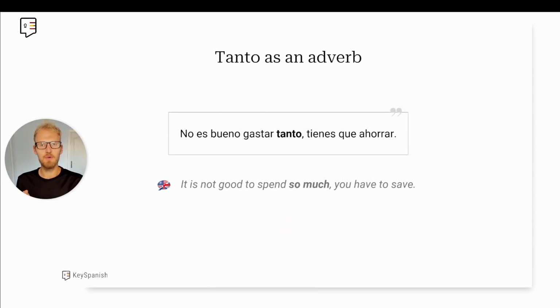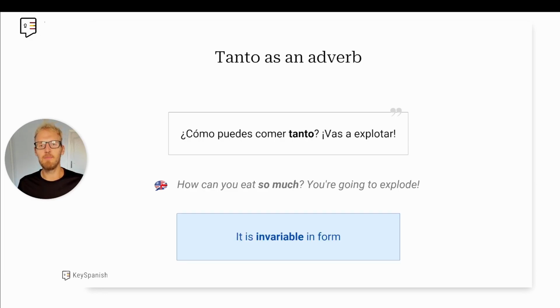And now let's switch to tanto as an adverb. Again, it's telling us how much we do of something. It's modifying a verb. No es bueno gastar tanto, tienes que ahorrar. It's not good to spend so much, you have to save. We're talking how much we do of something, how much we are spending, and therefore it's an adverb that is invariable. Another example, ¿cómo puedes comer tanto? Vas a explotar. How can you eat so much? You are going to explode. It never changes when used as an adverb. It's always tanto. Okay? It does not agree in gender, number with anything.